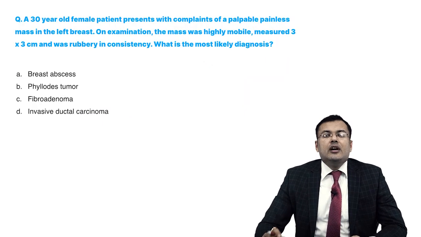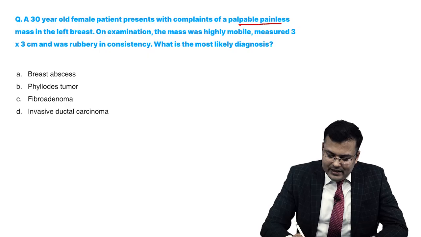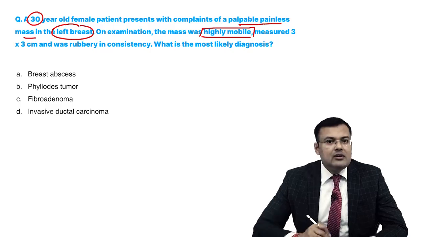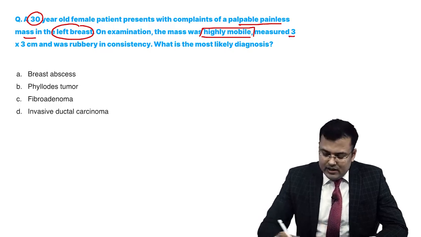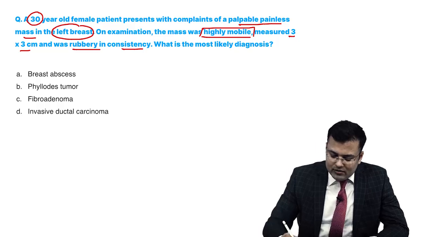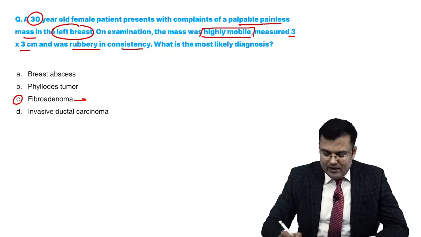Now see this question. 30 years old female presents with complaint of palpable painless mass in the left breast. Can you see the age? 30, right? On examination, mass was highly mobile. Can you see breast mass? Highly mobile, size 3 into 3 centimeter. It was rubbery in consistency. Fibroadenoma is firm and rubbery. What is the most likely diagnosis? It's fibroadenoma. Clear? Because that's highly mobile.